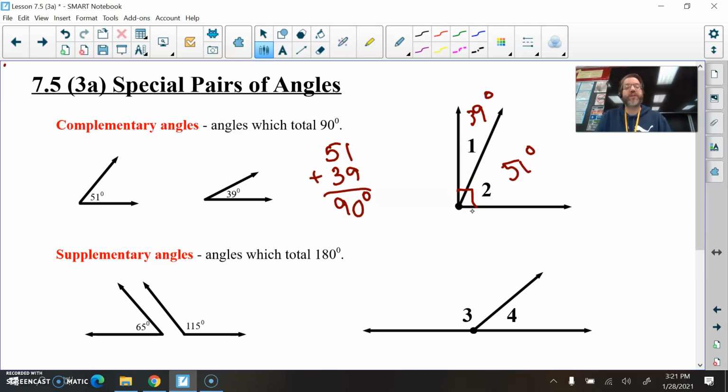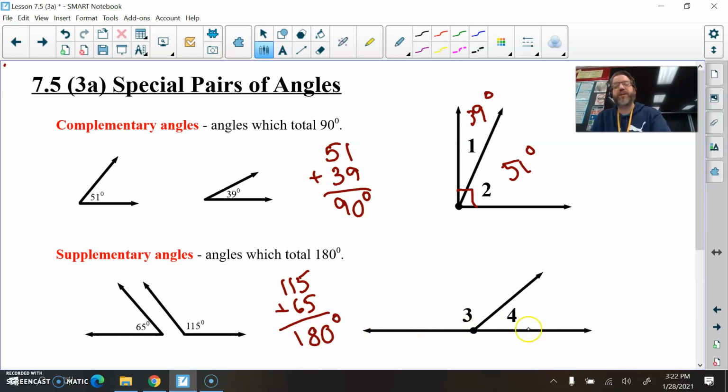Supplementary angles, on the other hand, are a little bit different because they are angles which total 180 degrees. So you see this angle here that's 65 degrees, this angle that's 115 degrees. If you add those together, they total 180 degrees.